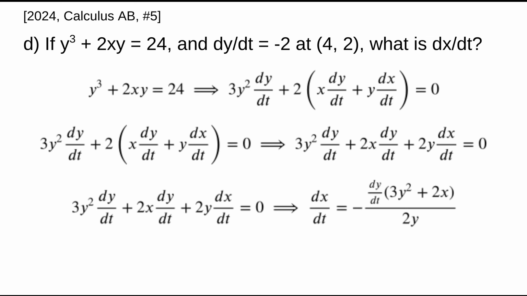And at this point, I can just substitute the values I know in there. Well, I know dy/dt is negative 2. I know I'm at the point (4, 2). And if I evaluate dx/dt specifically at the point (4, 2), I get a value of 10. So at the point (4, 2), dx/dt is 10.